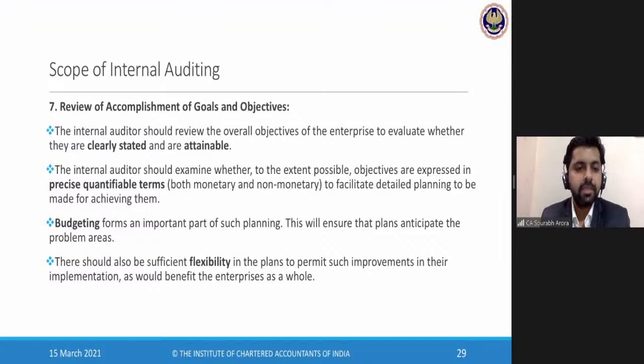But anyway, budgeting forms an important part of such planning. This will ensure that plans anticipate the problem areas, and then there should be sufficient flexibility in the plans. So without flexibility, the plan will be very rigid, and rigid plans tend to fail. So the internal auditor should review the overall objectives of the enterprise to evaluate whether they are clearly stated, attainable, in precise, quantifiable terms, with budgeting flexibility.